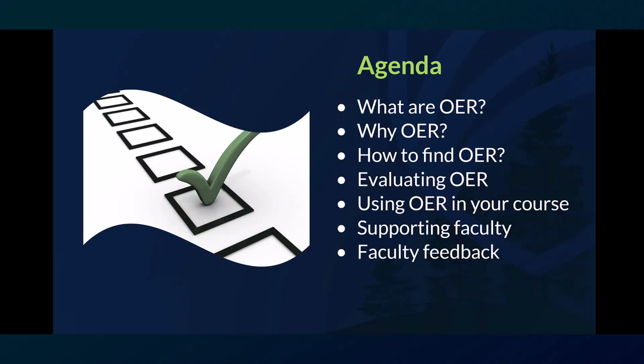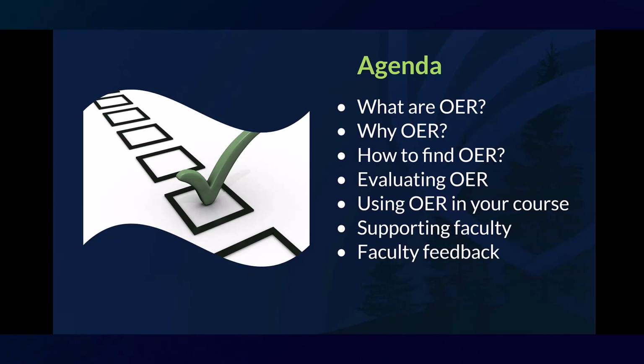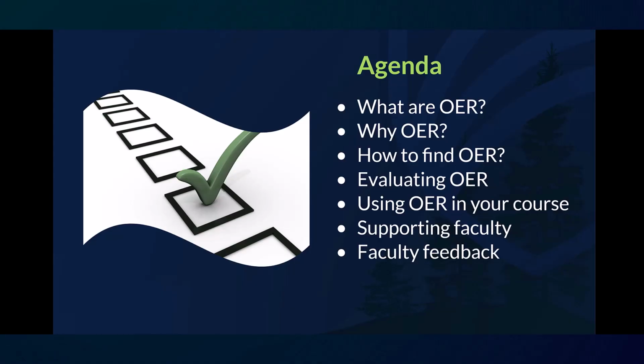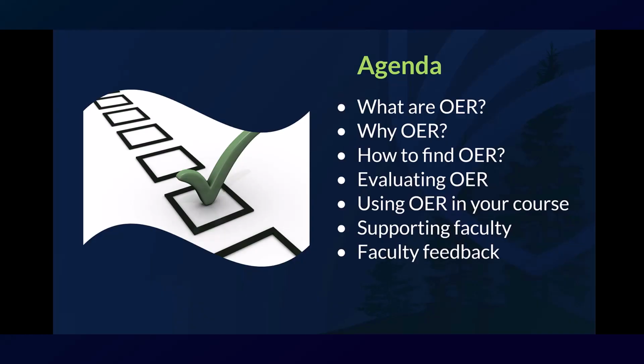Here's our workshop agenda. I'll start by defining open educational resources, mention some reasons to consider using them in your courses. We'll look at how to find OER, how to evaluate them, and determine if they meet your course needs. We'll look at ways to use them in your course, and I'll finish by talking about the ways the libraries and learning experience designers support faculty to move toward using OER in courses, as well as our current OER initiative at UMA.